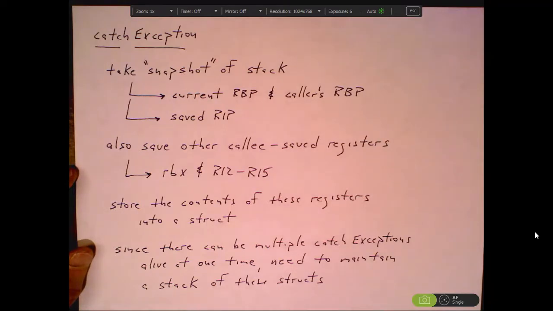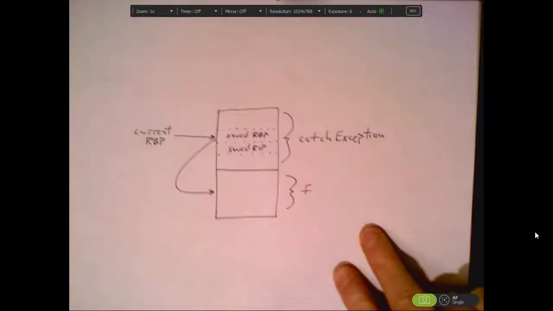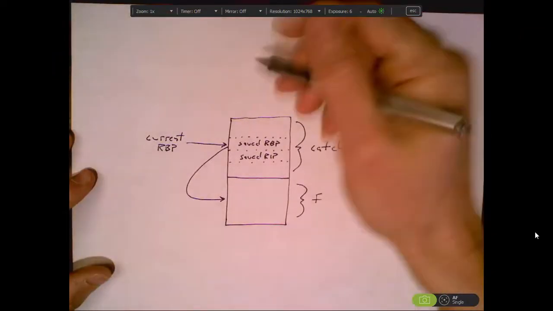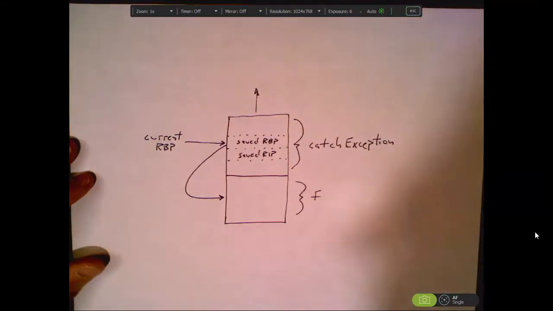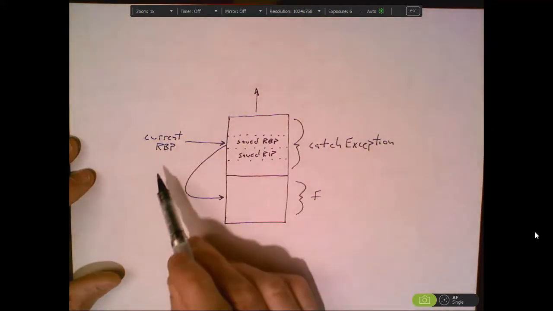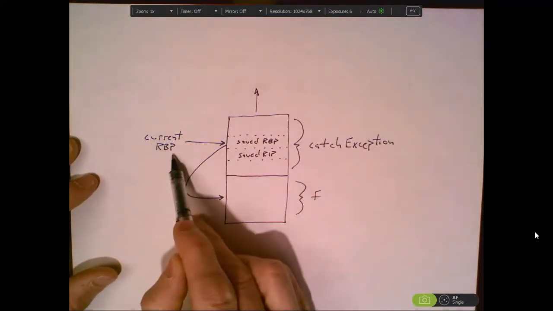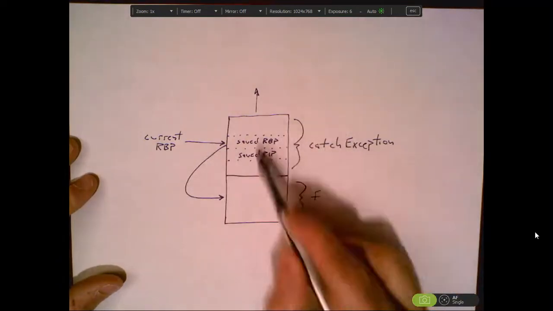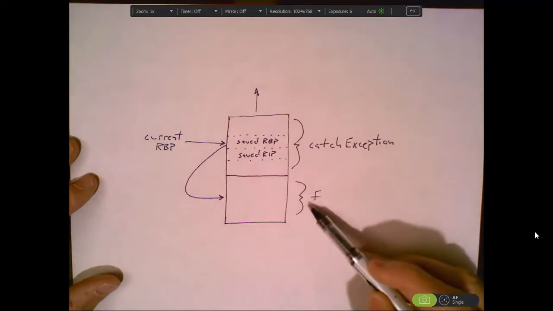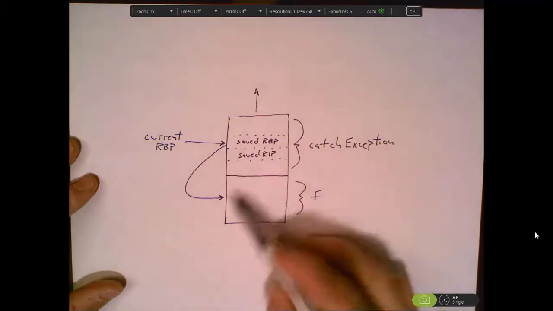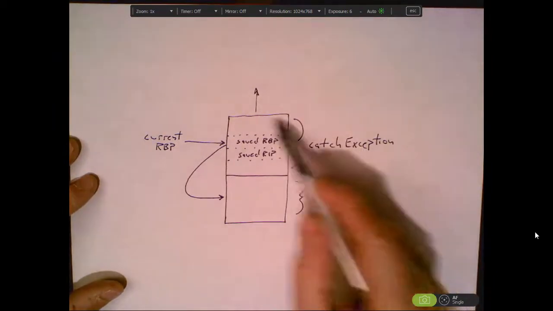So let's take a closer look. Let's blow up the first picture so we can get a better idea what exactly goes on with this snapshot. So the situation when we're in catch exception on the runtime stack looks like this. Again, I've got the runtime stack growing up towards the top of the page. If you remember how this works, we have a current RBP, a current frame pointer that points into the middle of the frame on top of the stack, which would be the frame for catch exception itself. Because again, function F called catch exception. So function F has a frame, and when catch exception is running, it has a frame.